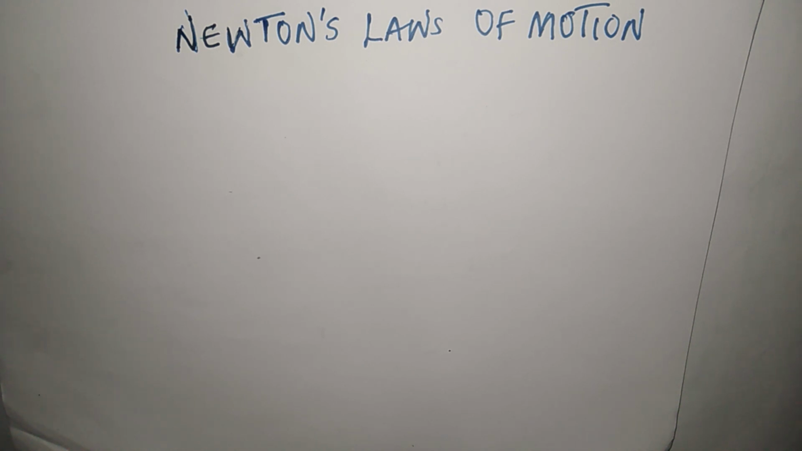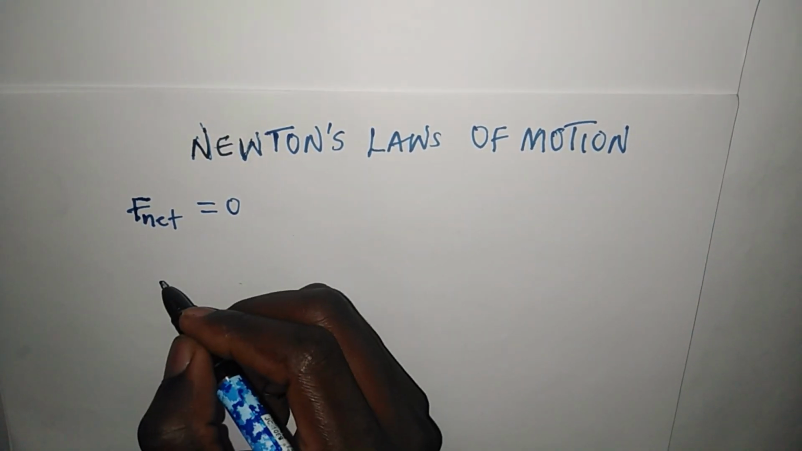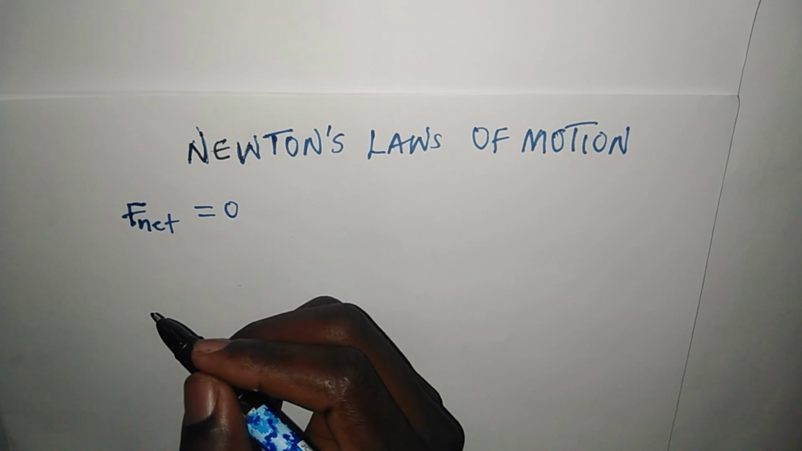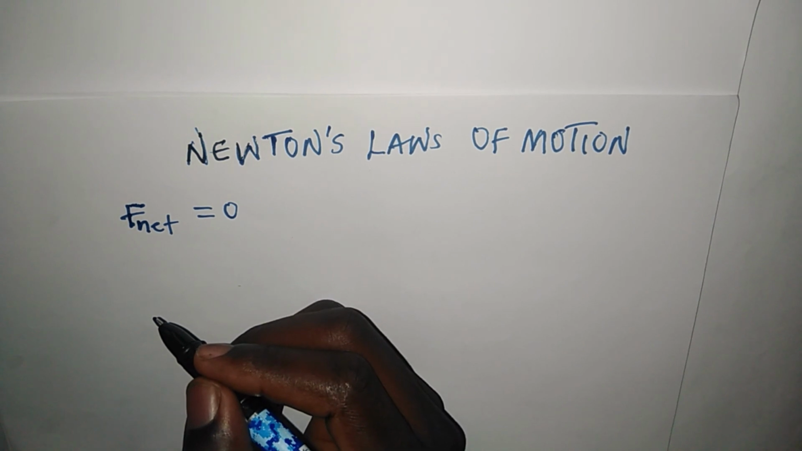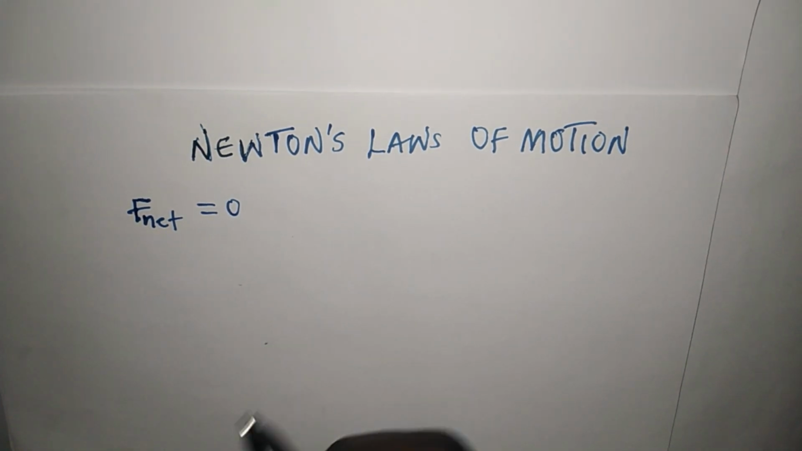Newton's first law states that an object at rest will remain at rest, and an object in motion will continue in motion with constant velocity unless acted upon by an external force. This law is also known as the law of inertia. So for the first law, F net, the net force, is equal to 0, which means that an object at rest remains at rest. An object in motion remains in motion if the velocity remains constant, right? And there is no external force acting upon it. Okay, now please keep that in mind.